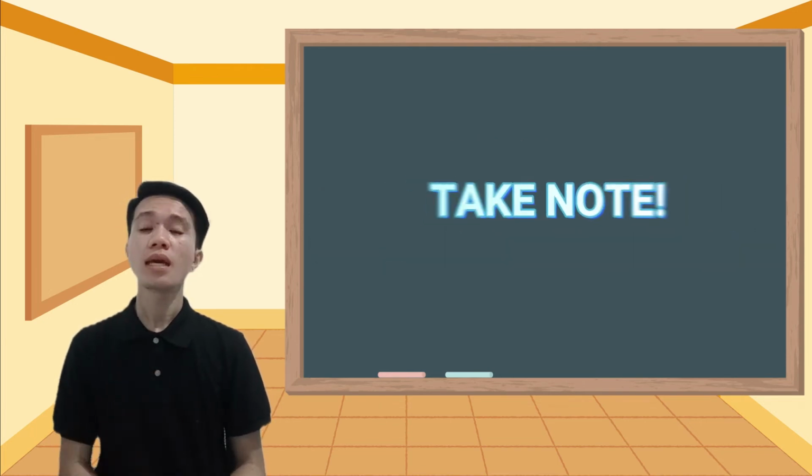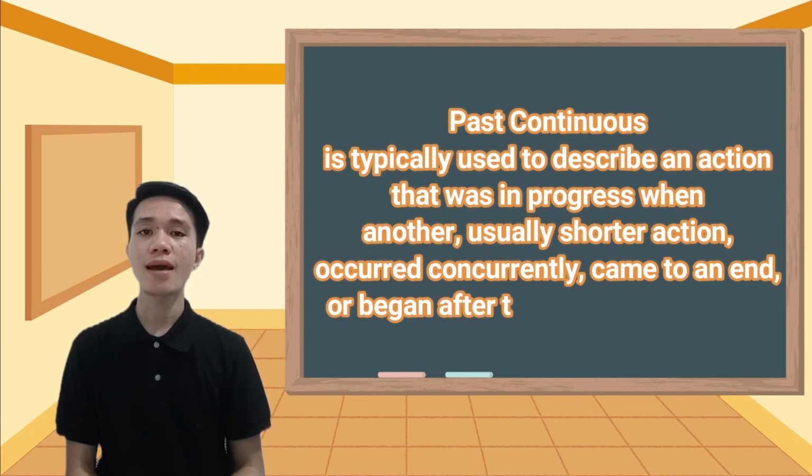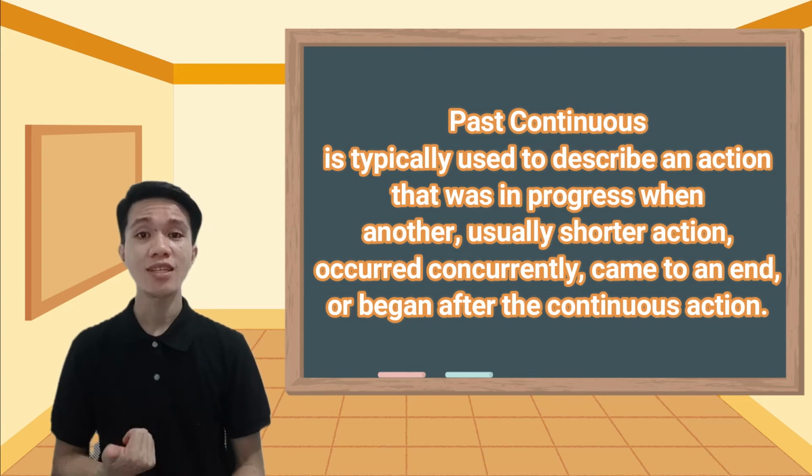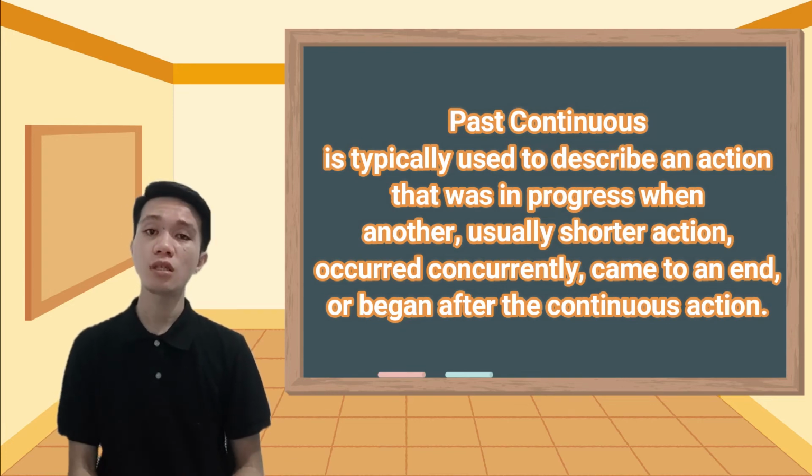Take note though, it is crucial to bear in mind that the past continuous is typically used to describe an action that was in progress when another, usually shorter action occurred concurrently, came to an end, or began after the continuous action.